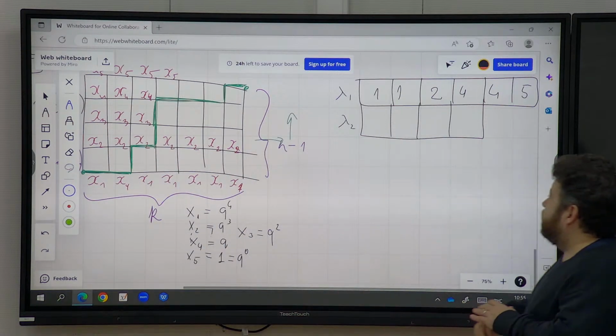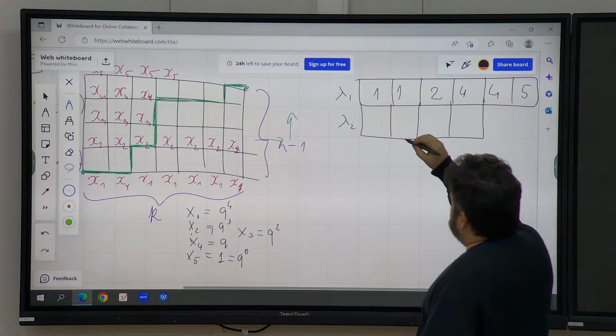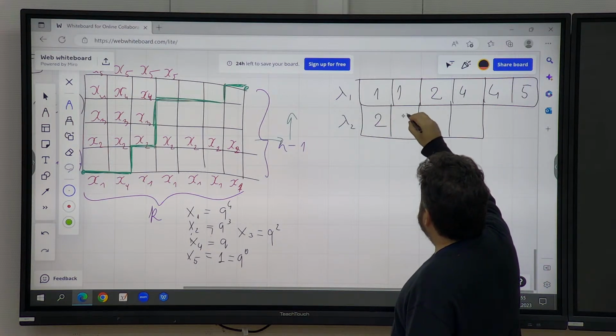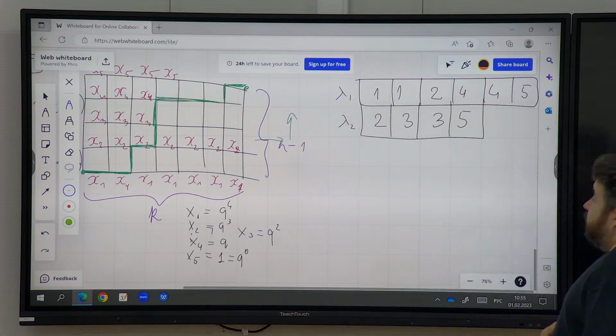Young tableau here, the notion of a Young tableau was already introduced. Okay, so let's put 2, 3, 3, 5. All right.